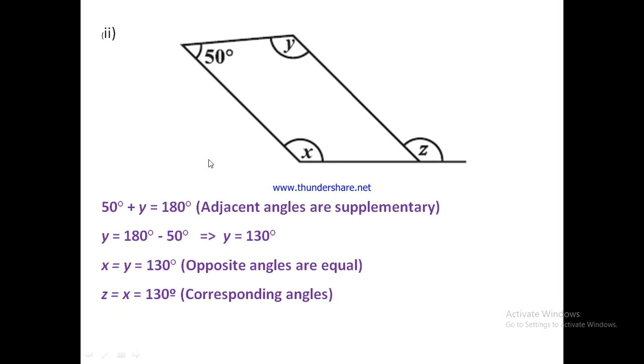as we know that adjacent angles of a parallelogram are supplementary, so 50 degree plus y, these are adjacent angles of this parallelogram, so their sum will be 180 degree. This implies that y is equal to 180 minus 50, it means y is equal to 130 degree. Now we have value of y. Okay, now y and x are opposite angles of a parallelogram, and opposite angles of a parallelogram are equal in measure, so x will be 130 degree.